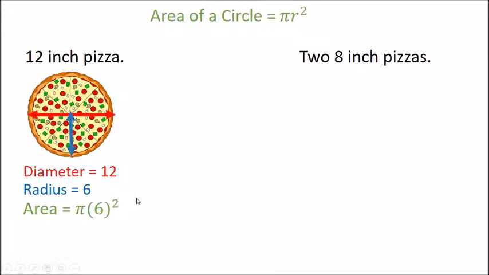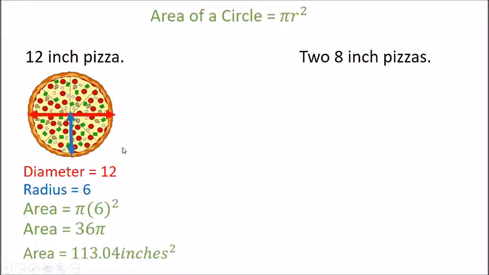6 squared is 36, so the area of this pizza is 36 pi inches squared. In a question, if they ask you to leave it in terms of pi, I will just write 36 pi, and this is my answer. However, you could also write the actual number, so you can write it without pi. So in my calculator, I will type in 36 times by pi, and that tells me that this pizza has an area of 113.04 inches squared when I round it to 2 decimal places. Okay, so that's how much pizza I get for the 12-inch pizza deal.